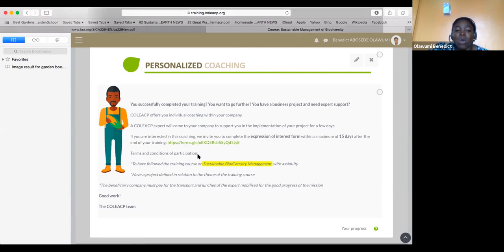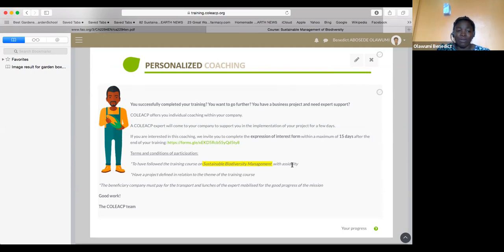Then, what are the terms and conditions of participation? To have followed the training course on sustainable biodiversity management with ACGT, meaning that you have finished the course, did all your assignments and tests, filled the evaluation form, and have your certificate. And that you have a project defined in relation to the theme of the training course. So you have a project related to sustainable biodiversity management, not integrated pest management. It has to be related to this course. And the beneficiary company must pay for the transport and lunches of the experts mobilized for the good progress of the mission. So you pay for the transport and lunch for that expert.